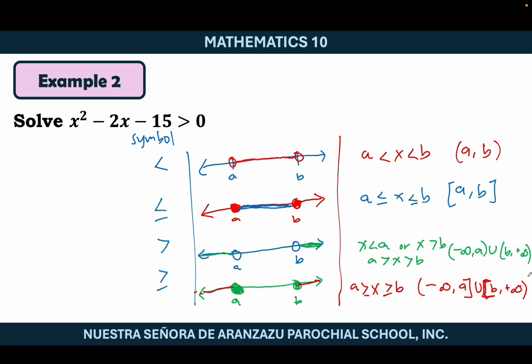Okay? So, madaling natin siya mag-graph. For example, itong given natin, x squared minus 2x minus 15 greater than 0. Automatic, yung solution set niyan is this one. Okay? Ang kailangan mo na lang, kunin yung A and kunin yung B.